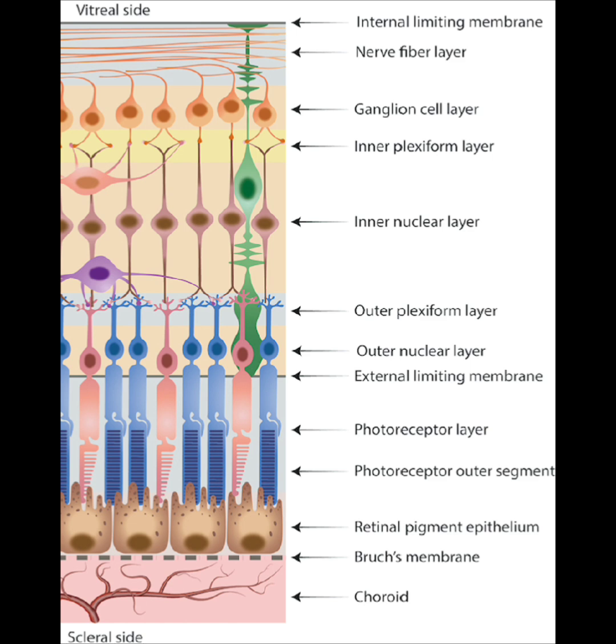Outer plexiform layer, OPL. This is the raw data input station. It's where the photoreceptors, the sensors, synapse with the bipolar and horizontal cells. This is the first stop for the light-generated signal.